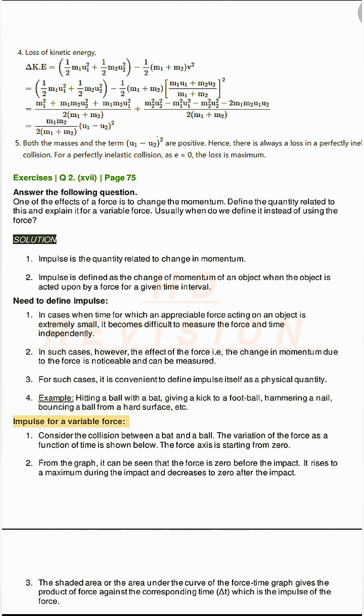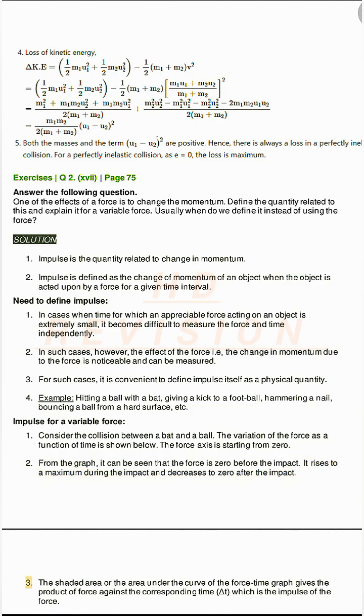Impulse for a variable force. 1. Consider the collision between a bat and a ball. The variation of the force as a function of time is shown below. The force axis is starting from 0. 2. From the graph, it can be seen that the force is 0 before the impact. It rises to a maximum during the impact and decreases to 0 after the impact.